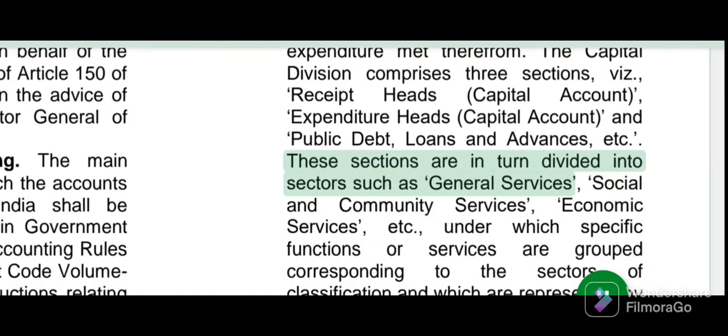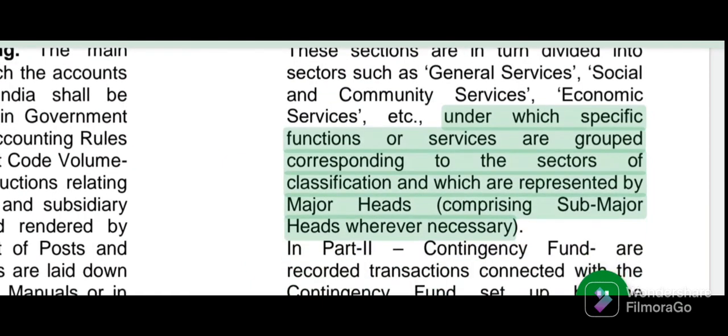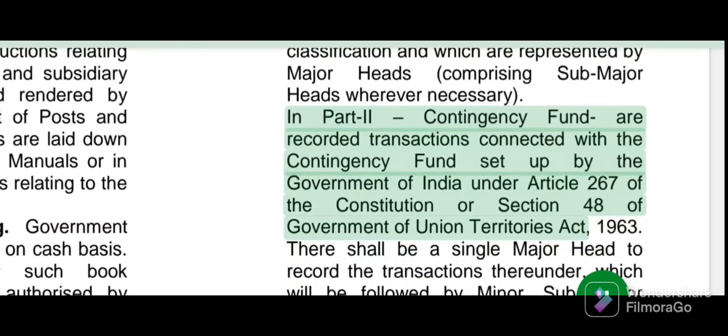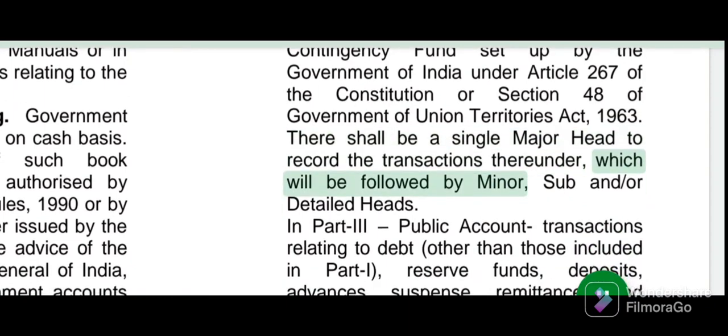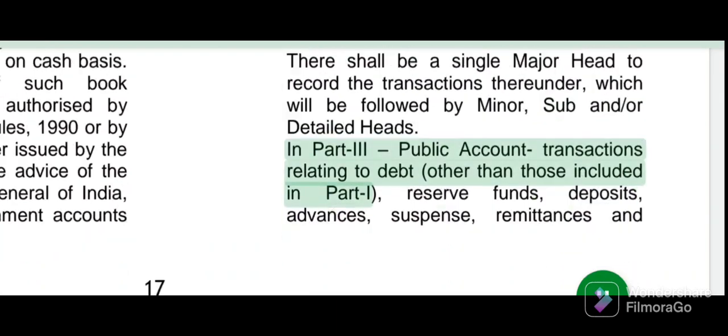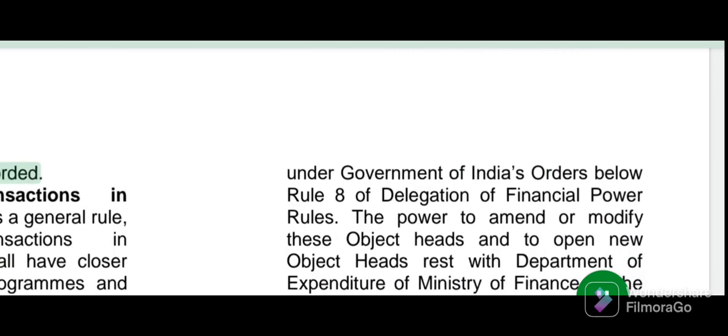These sections are in turn divided into sectors such as General Services, Social and Community Services, Economic Services, etc., under which specific functions or services are grouped, corresponding to the sectors of classification, which are represented by major heads comprising sub-major heads wherever necessary. In Part 2, Contingency Fund, are recorded transactions connected with the contingency fund set up by the Government of India under Article 267 of the Constitution or Section 48 of the Government of Union Territories Act, 1963. There shall be a single major head to record the transactions thereunder, which will be followed by minor, sub and/or detailed heads. In Part 3, Public Account, transactions relating to debt other than those included in Part 1, reserve funds, deposits, advances, suspense, remittances and cash balances shall be recorded.